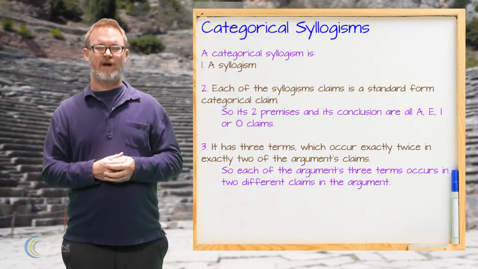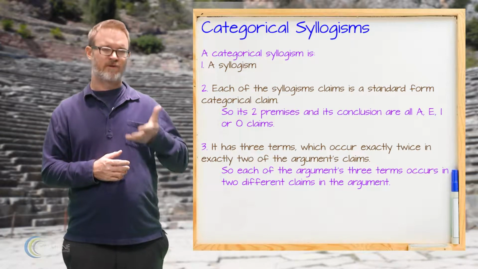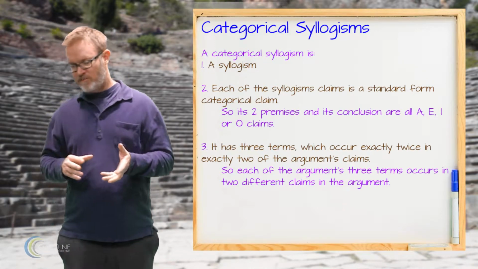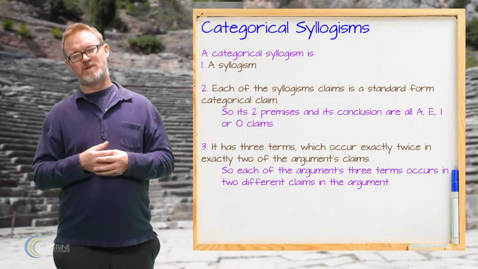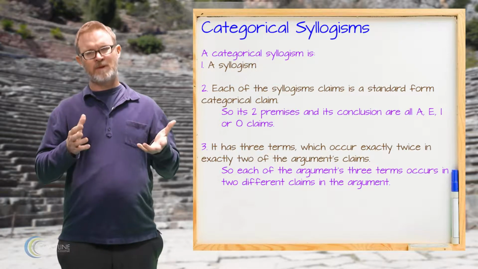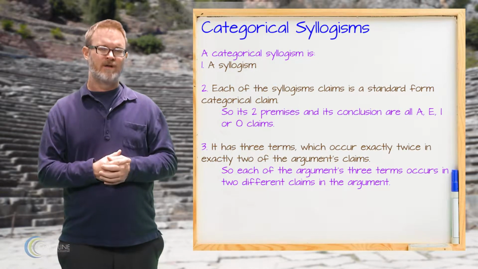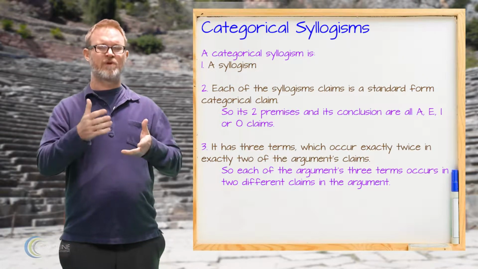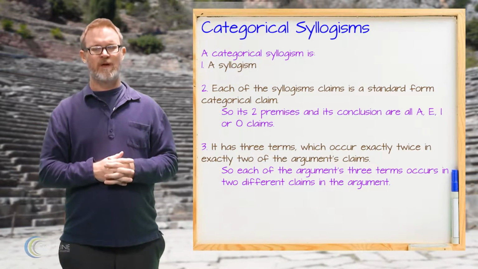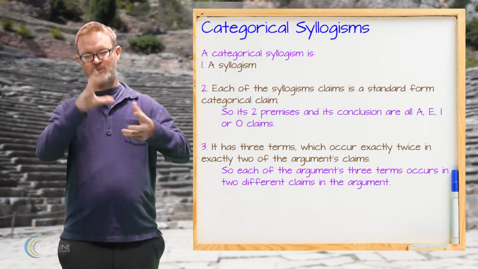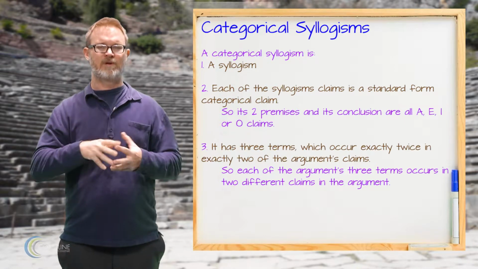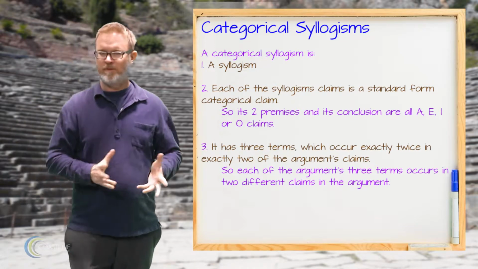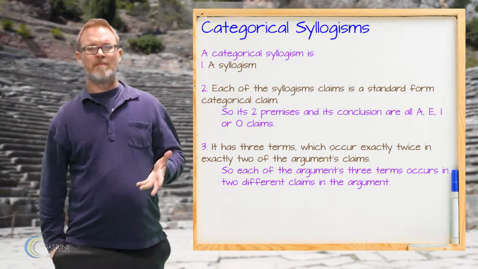For example, you might have a term that occurs in the first premise and also the conclusion, right? The last point here is that none of these three terms can occur twice in the same claim. So I couldn't have all tigers are tigers, for example. The three terms each need to occur in two different claims of the argument. That way, they fill up all the term places for the categorical syllogism. Hope that makes sense. So anyway, back to it.